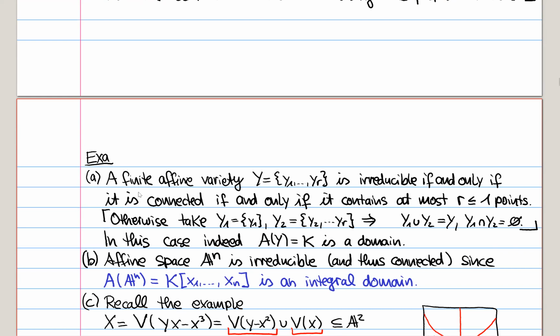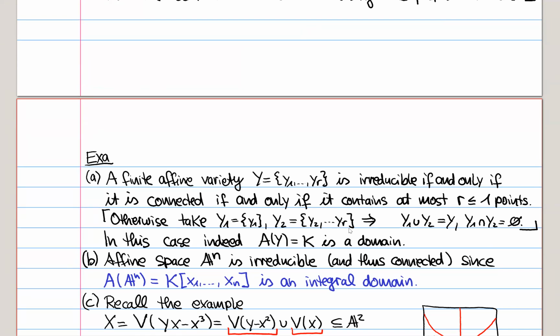First of all, if you have an affine variety which happens to just be a finite set, we know finite sets are always affine varieties, then the claim is this is irreducible if and only if it is connected, if and only if it contains at most one point. And indeed, otherwise, if it contains at least 2 points, then you can cover it with 2 proper non-empty subsets by taking the first subset to be the first point, the second subset to be the rest of the points.